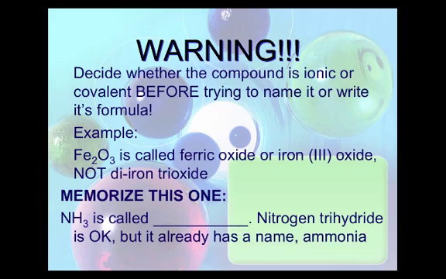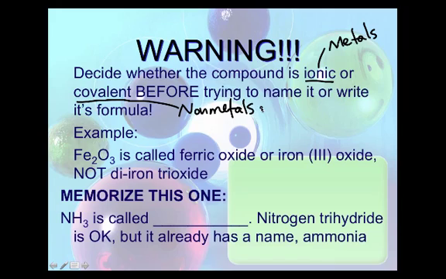Okay, now here's your warning. I know this seems really simple and easy, and it is, but a common mistake after viewing this podcast is for students to then try using this system for ionic compounds. This naming system works for covalent compounds. You're going to have to decide whether the compound you're naming is ionic or covalent before trying to name it or write its formula. Remember, ionic compounds start with metals, and covalent compounds start with nonmetals. So pay attention and decide what you're naming.